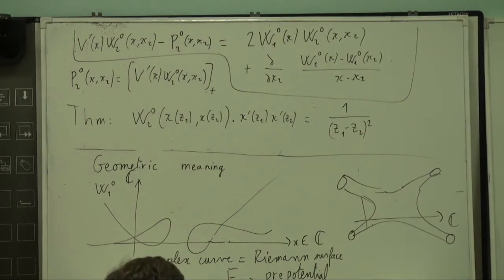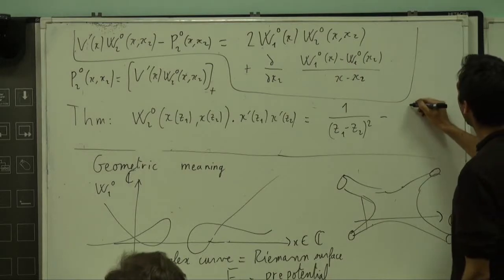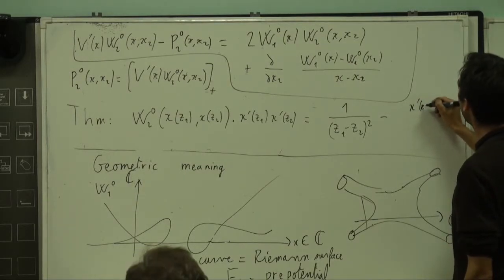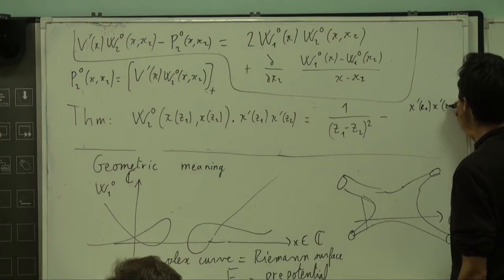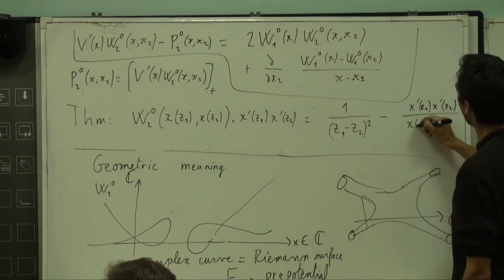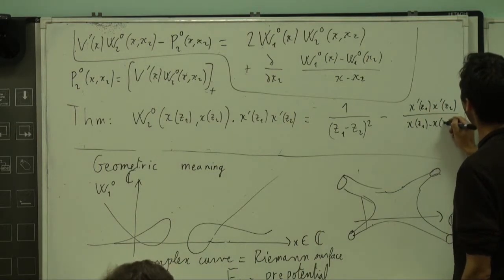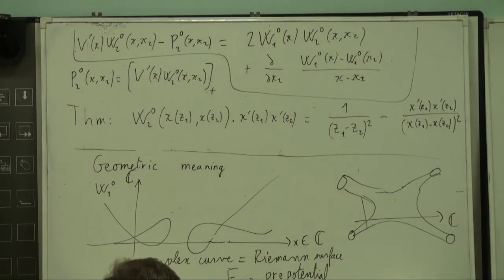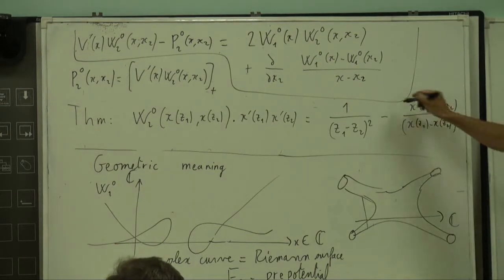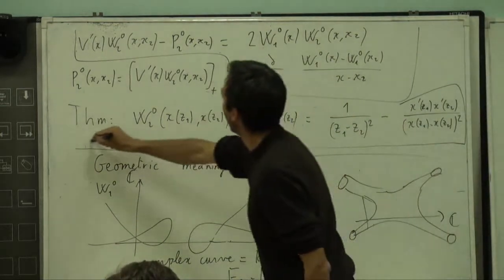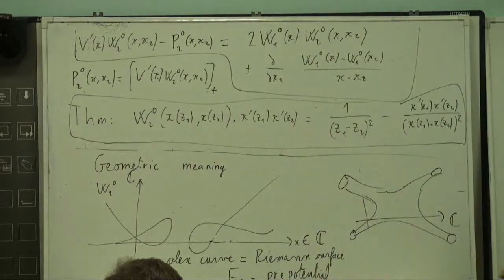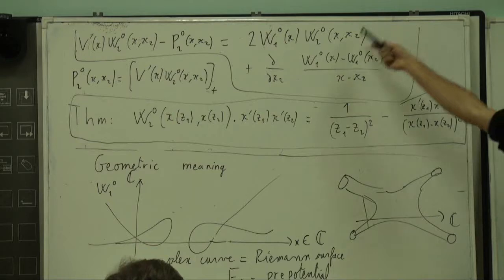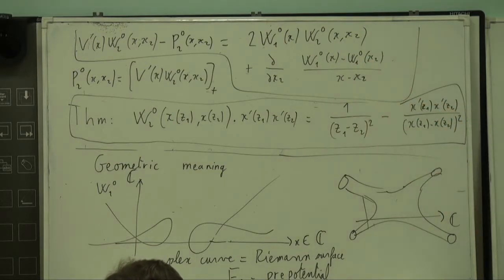So very simple answer. Well, minus, sorry, this is not completely all. No, but the other term is in fact much simpler: x of z1 minus x of z2 to the square. And so, considering the difficulty of solving this equation, this is a remarkably simple answer and very universal.